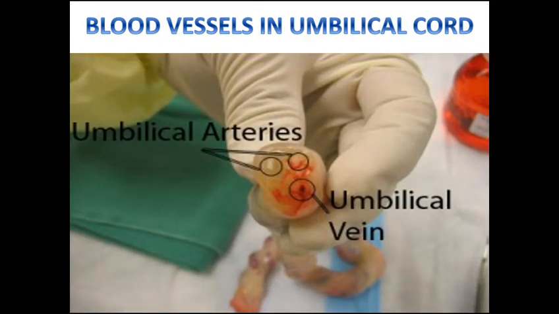Then when we take a cross section of the umbilical cord, we can easily find the blood vessels in it. See here, this is the cross section of the umbilical cord. Here the two vessels are the umbilical arteries, and this one, red in color, is the umbilical vein.